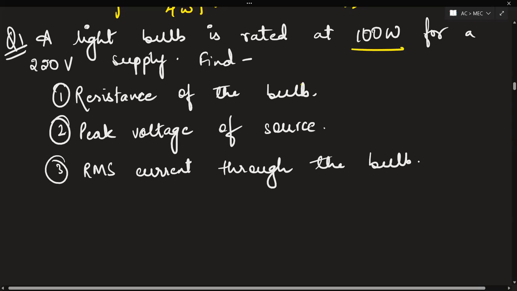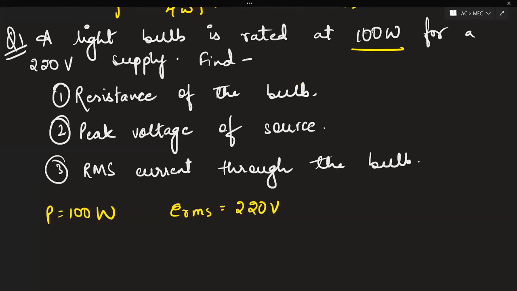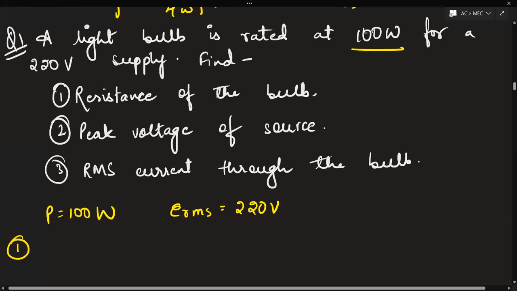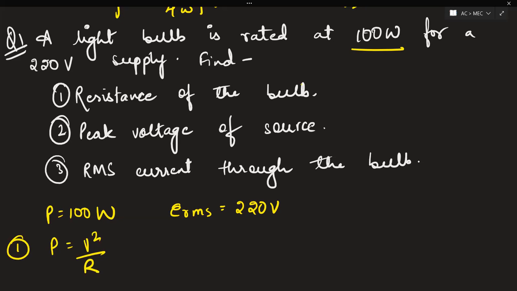Power that is given is 100 watt. And this is the ERMS value given to you, 220 volt. First part is asking the resistance of the bulb. So normally, what's the relation between power, voltage and resistance? We write it as P is equal to V square by R. So here also resistance will be equal to ERMS square divided by average power.